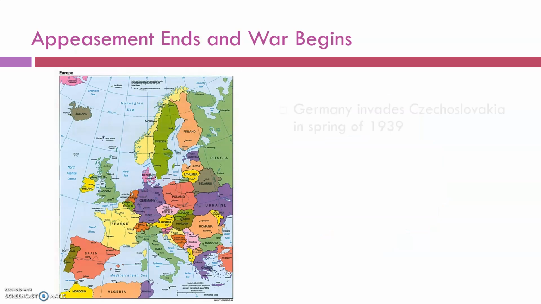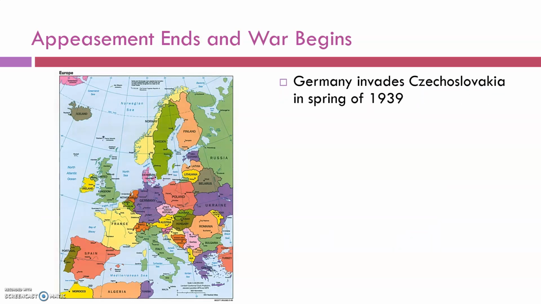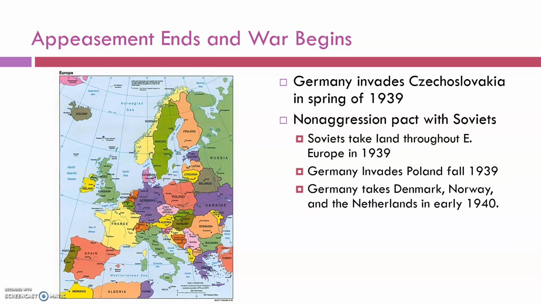So appeasement then ends and war begins. Germany invades Czechoslovakia in the spring of 1939. Hitler then signs a non-aggression pact with the Soviets, essentially saying that they would agree to split up Eastern Europe and not fight each other.